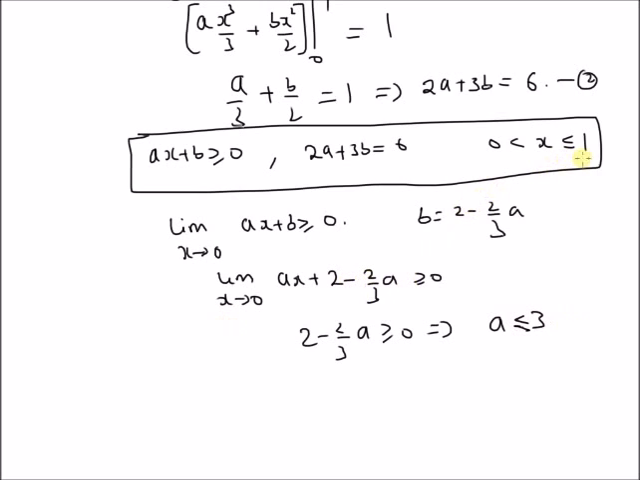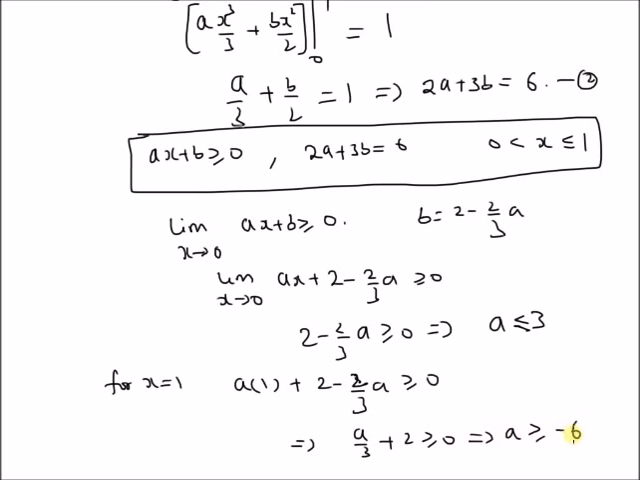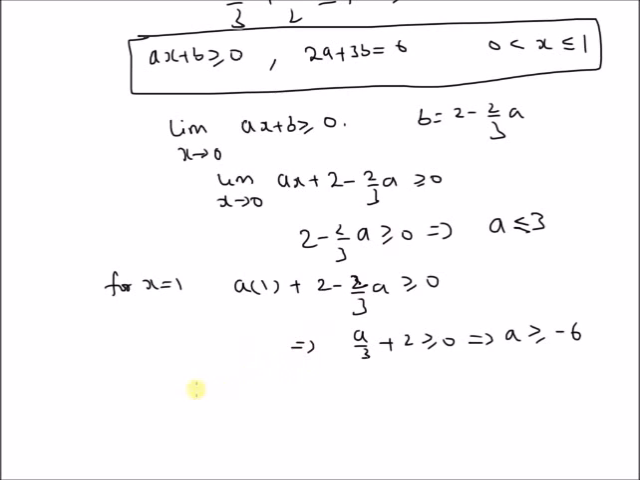And for the other extreme of the interval, that is when x is equal to 1, we have a into 1 plus 2 minus 2 by 3 into a should be greater than or equal to 0. This basically means that a by 3 plus 2 should be greater than or equal to 0, which means that a should be greater than or equal to minus 6. Therefore, the valid interval for the value of a is, a belongs to the closed interval minus 6 comma 3, whereas b is equal to 2 minus 2 by 3 into a.